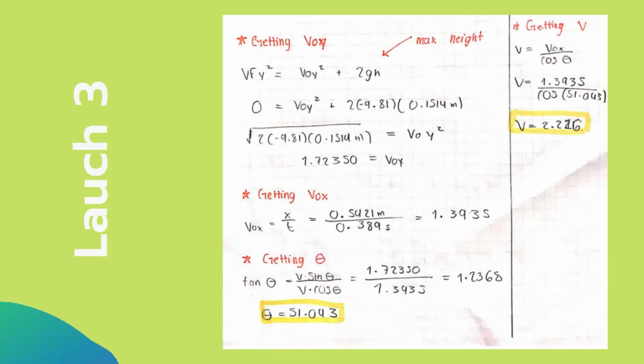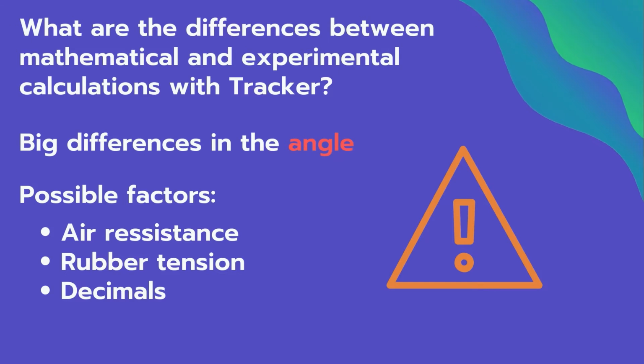For getting the data from launch 3, I used the same procedure as before. The only thing that changes are the values.